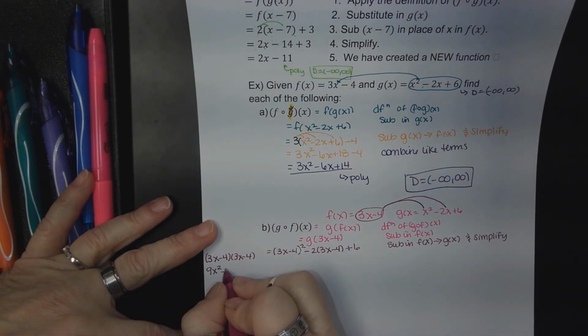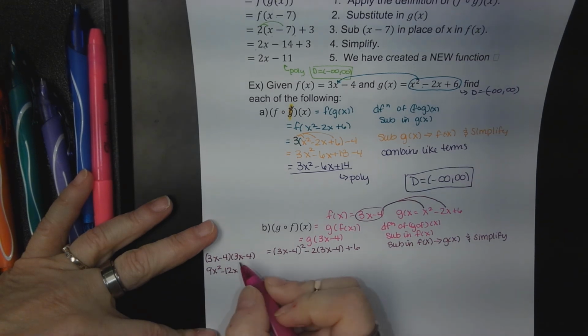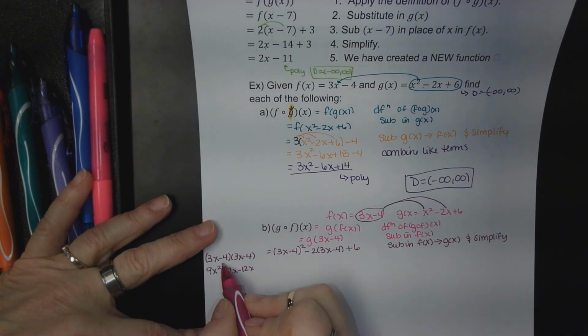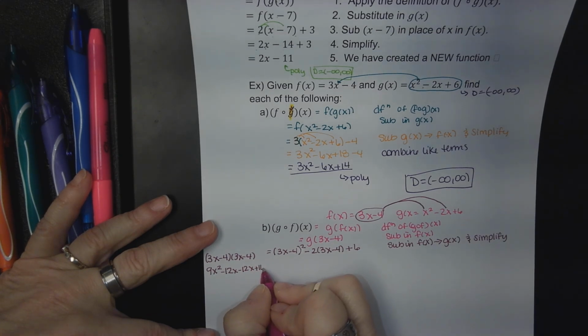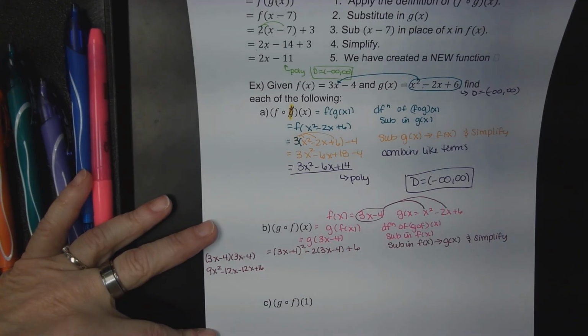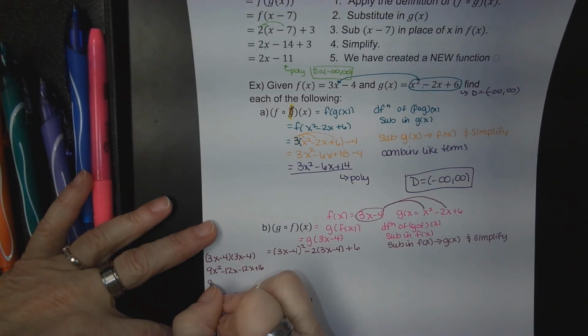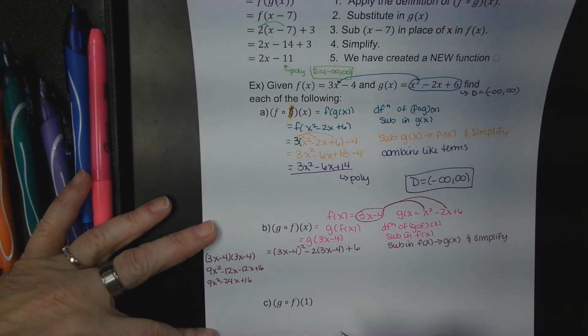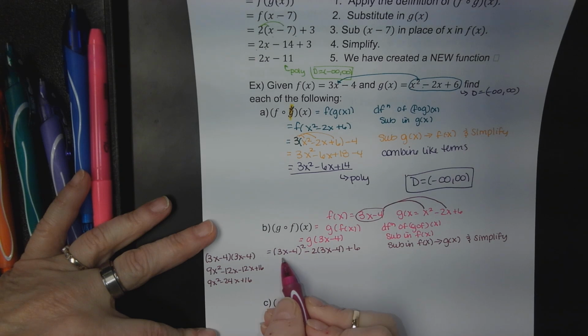3x times negative 4 gives us negative 12x. Negative 4 times 3x gives us negative 12x. Negative 4 times negative 4 gives us a positive 16. So that's going to be 9x squared minus 24x plus 16. And we're going to put this in place of him.